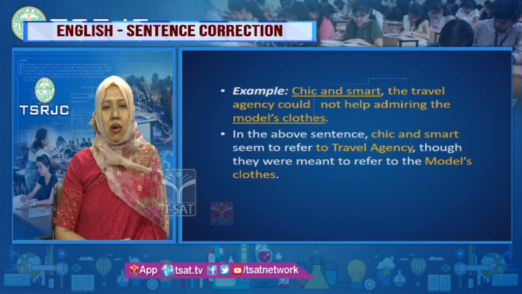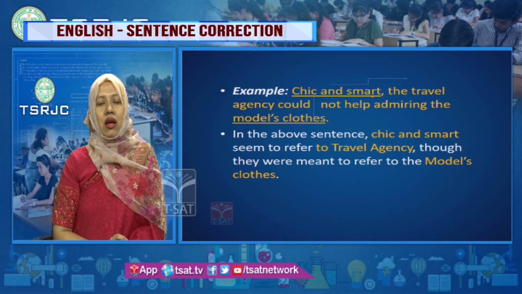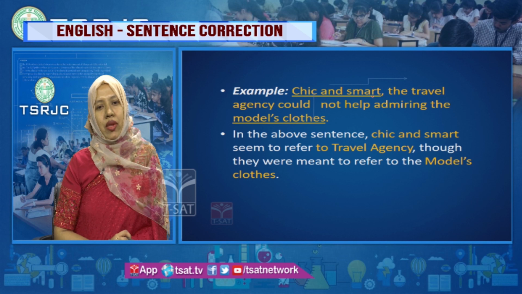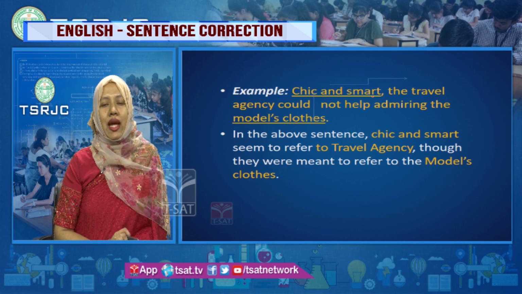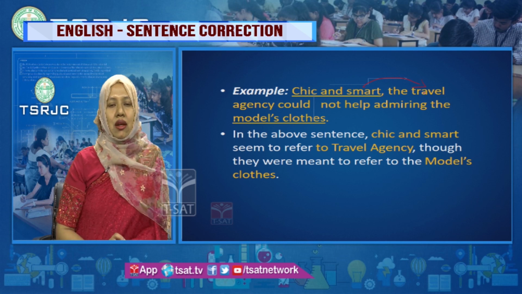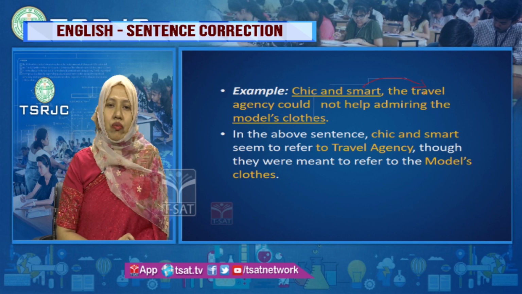Now, chic and smart, the travel agency could not help admiring the model's cloth. Here, in this sentence, if you see chic and smart, I have underlined. What is chic and smart? It is an adjective, something describing words. The travel agency could not help admiring the model's cloth. Now, you think that chic and smart refers to travel agency, because this comes next, this is followed by travel agency, but it is wrong.